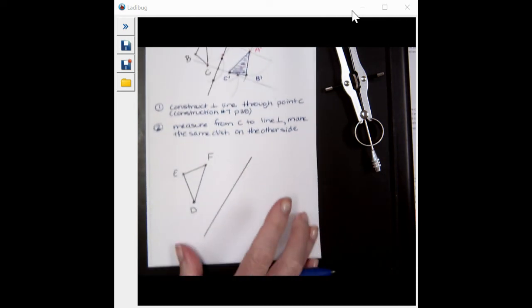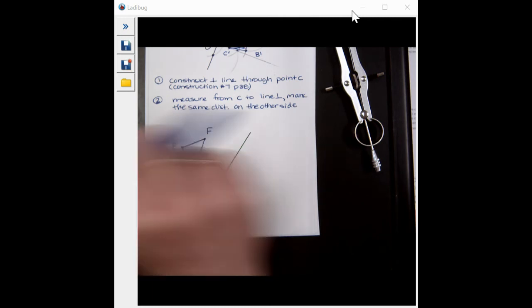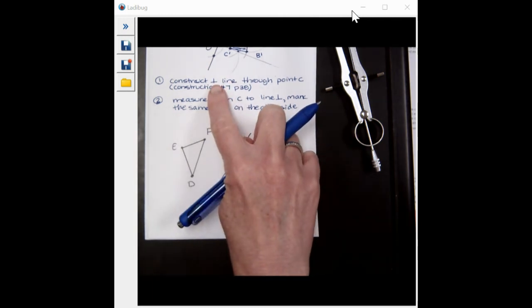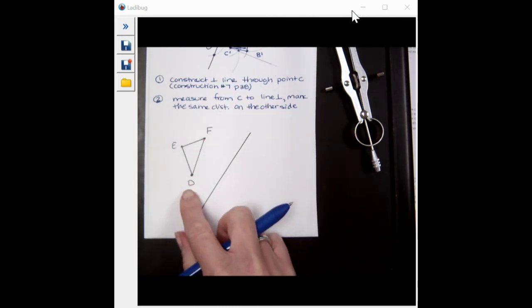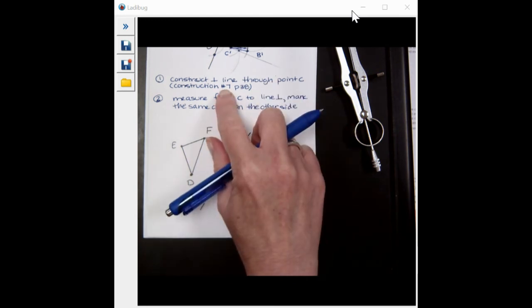Let's try this again. If you'd like to try this on your own, you're welcome to pause and stop this video and try it by yourself. Otherwise, if you want to do it with me, let's get started. The first thing we're going to do is construct a perpendicular line through, in this case, I'm going to start with D. Through point D, I'm going to do construction number 7 from page 38.